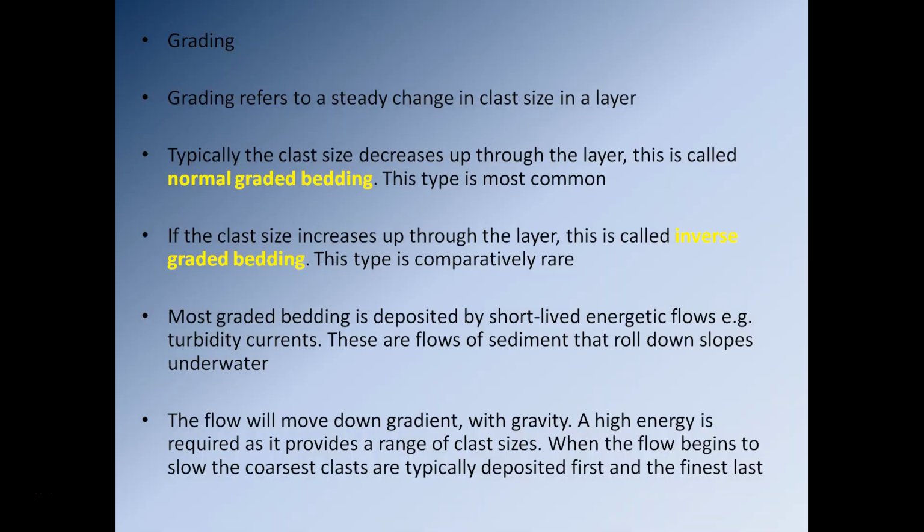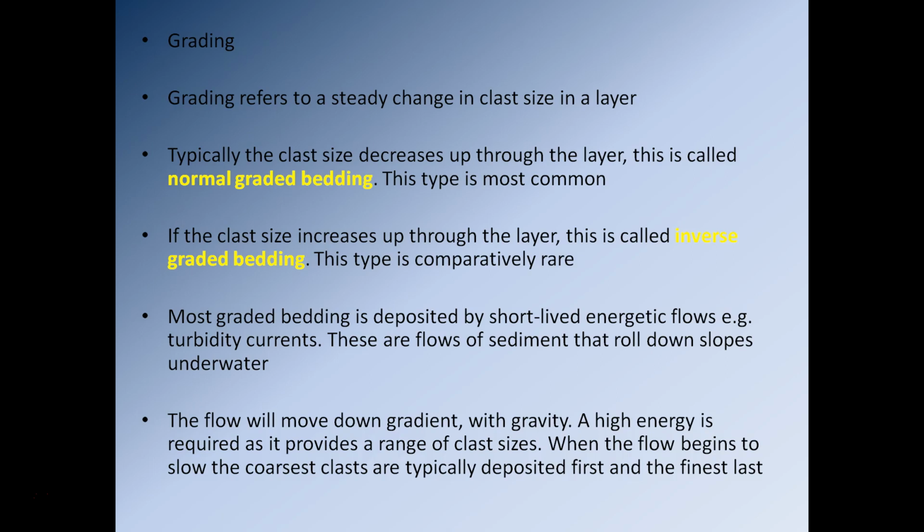So the next thing we have to think about is grading. Grading refers to a steady change in class sizes in a layer. So most of the time, if you think of a layer of sandstone, the class are going to be the same size from the bottom of the layer of sandstone to the top of the layer of sandstone. There's going to be no change. However, some layers of sedimentary rock will have a change in class sizes as you go from top to bottom or bottom to top. So typically, the class size will decrease up through a layer. So that's called normal graded bedding.